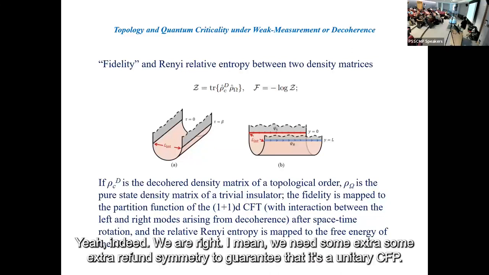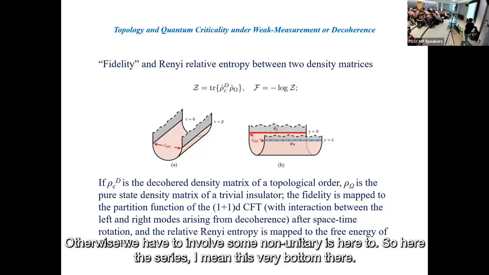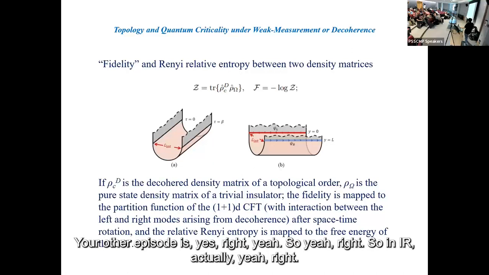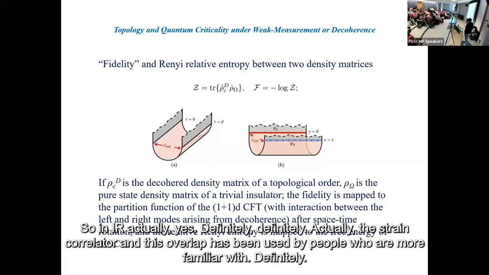Yeah, indeed. We need some extra reflection symmetry to guarantee that it's a unitary CFT. Otherwise, we have to invoke some non-unitary CFT. I see. So here, the theory is non-unitary, but in the IR it is behaving like a unitary one. Yes, right. But it's more interesting if some non-unitary term is relevant, and you make a new fixed point.